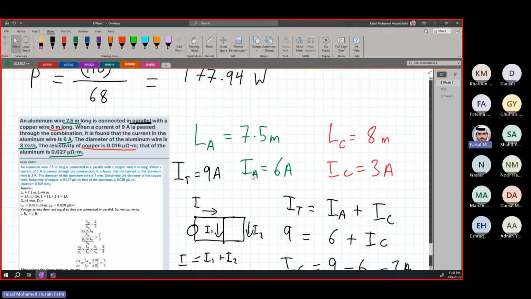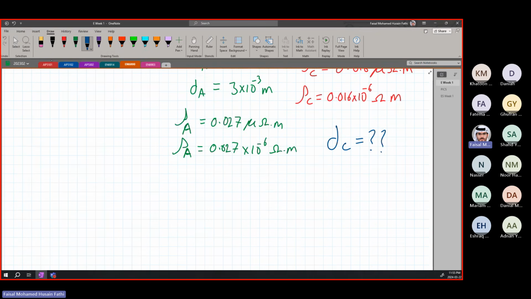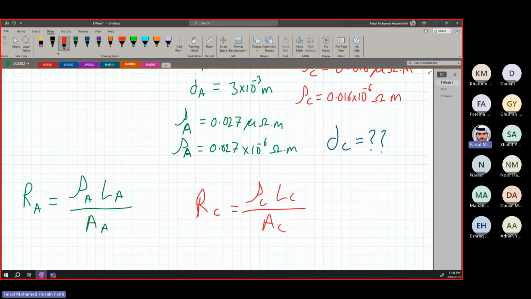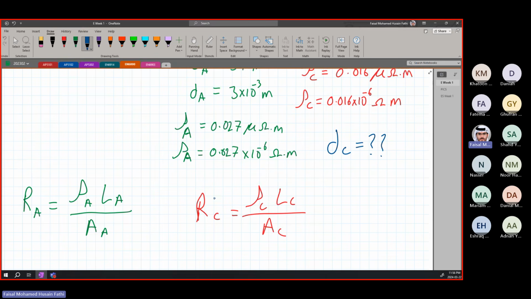Now, first, let us work with what we know. First thing, we know that R for aluminum is going to be equal to the resistivity of aluminum, the length of aluminum over the area of aluminum. Right or not? Same thing with copper. The R of copper is going to be equal to the resistivity of copper, the length of copper over the area of copper. All right? This is the first thing we need to know. We are 100% sure of this. Okay? Let's see what we have and what we don't have.